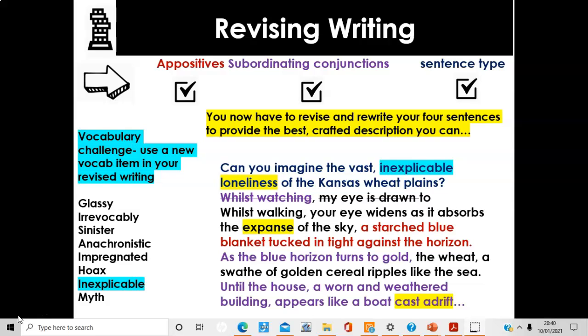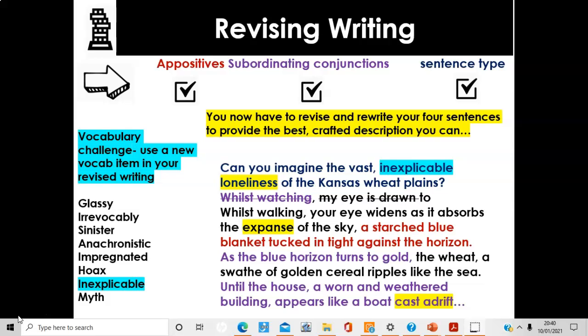Okay, so this is our opening paragraph. We've got 2 more to do this week. Okay, and you can see the pattern. We're going to follow the Truman Capote example. We're going to do a place, and then from a place we are going to describe a person. Okay, so you now have to revise and rewrite your 4 sentences to provide the best crafted description you can.